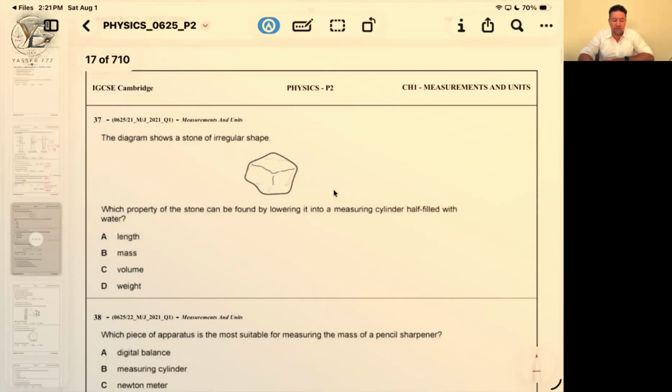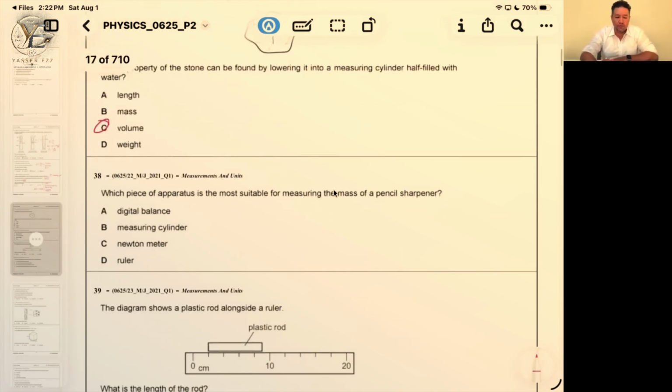Question number 37. The diagram shows a stone of irregular shape. Which property of the stone can be found by lowering it into a measuring cylinder half filled with water? Imagine we have a measuring cylinder half filled with water, and we are going to immerse this stone. For what? When we immerse an irregular shaped object like an irregular stone in the measuring cylinder, we are going to measure its volume. So the correct answer is letter C.